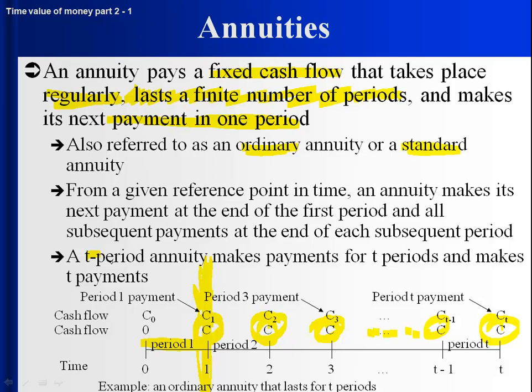And so when we talk about a T period annuity, it makes payments for T periods. And also it makes T payments. So if I say we have a 6-month annuity, and it makes monthly payments, it'll make payments for 6 months, and it'll make 6 monthly payments.